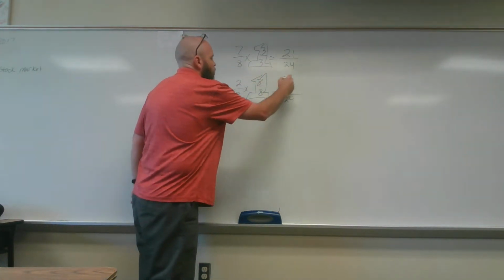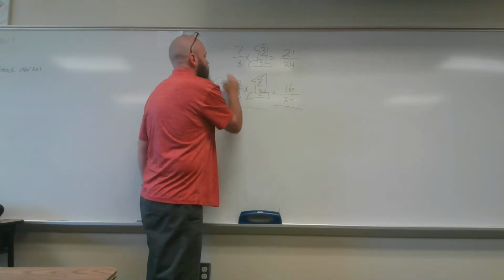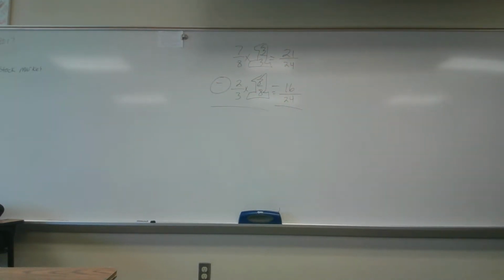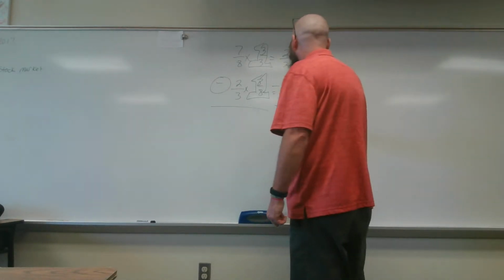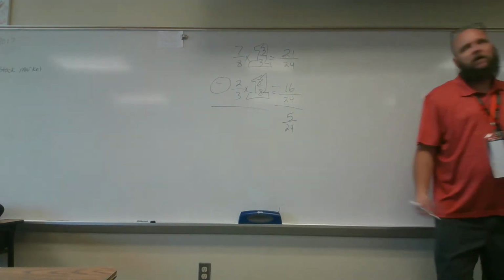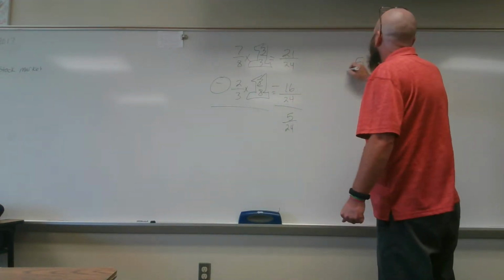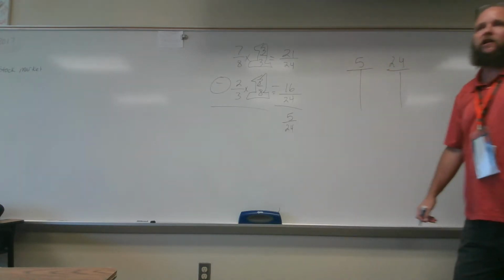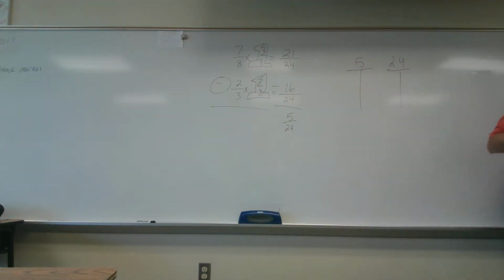8/8, which gives me 16 24ths. I need to identify that it's a subtraction problem. 21 minus 16 is what? 5. 5 24ths. Can that be simplified? No. Are you sure? Yes, I can check. I'm going to list all my factor pairs for 5, all my factor pairs for 24, and find out what they have in common.